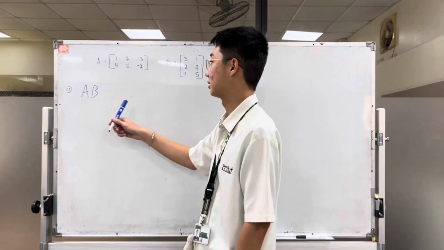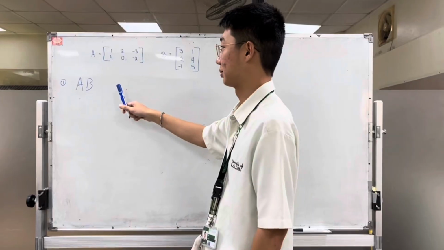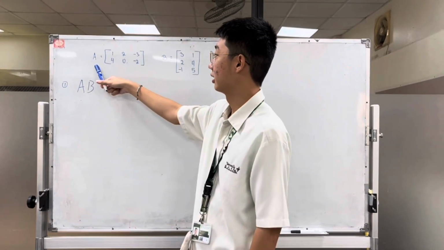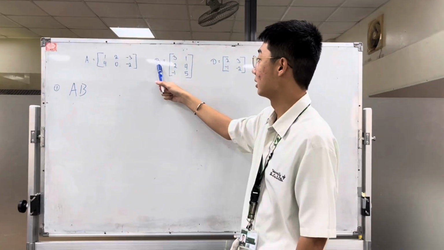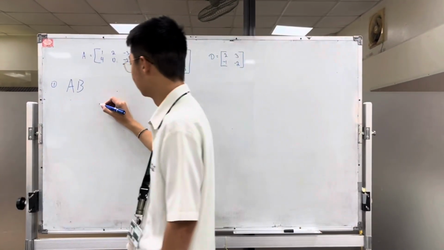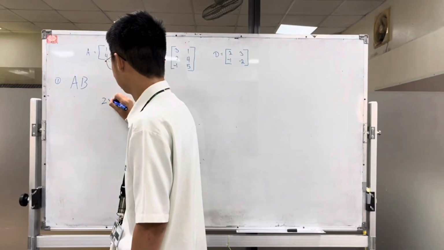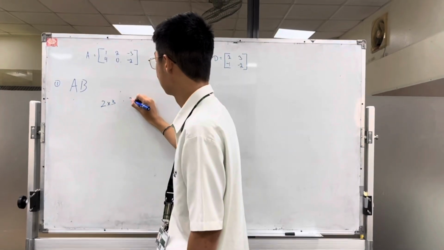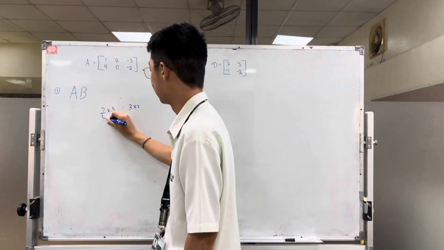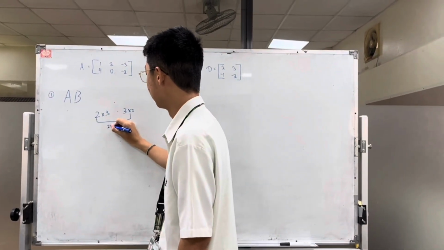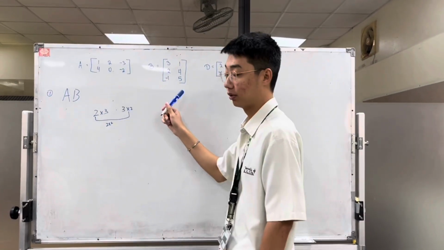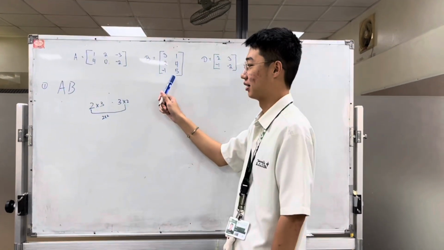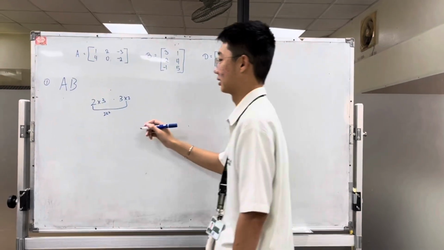Which is A times B, which is matrix A times matrix B. We can see here matrix A is a 2 by 3 matrix, and matrix B is 3 by 2. So 2 by 3 times 3 by 2 gives a 2 by 2 matrix. After we multiply the two of them, we will get a 2 by 2 matrix.